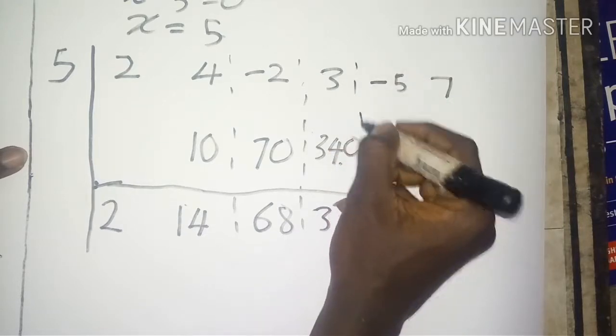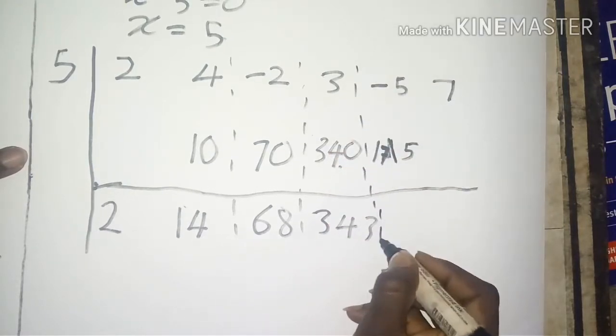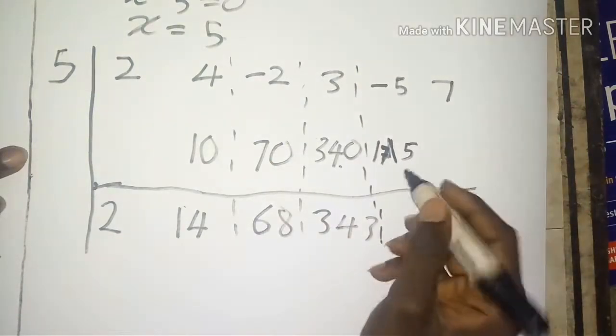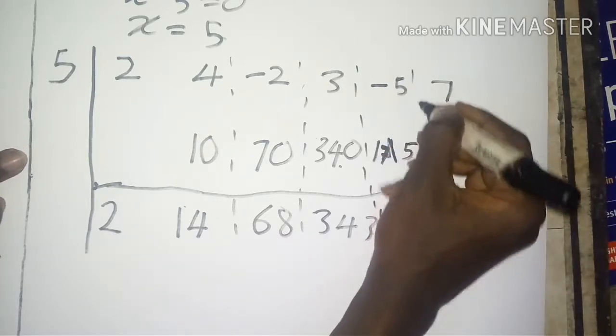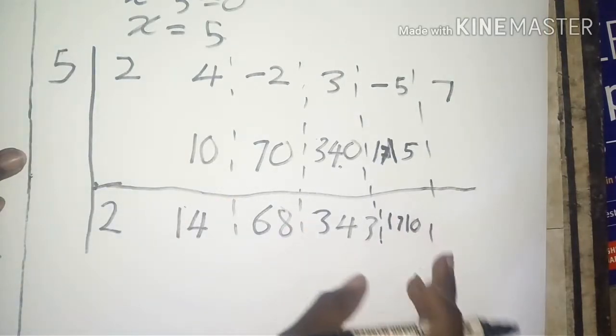1715. Sorry about the gap. The gap was not enough. Even when I said I would add more space, the gap wasn't enough. 1715 subtracted by 5, that is 1710. Yeah, and this will be the last multiplication. Then I'm multiplying by 5 again.